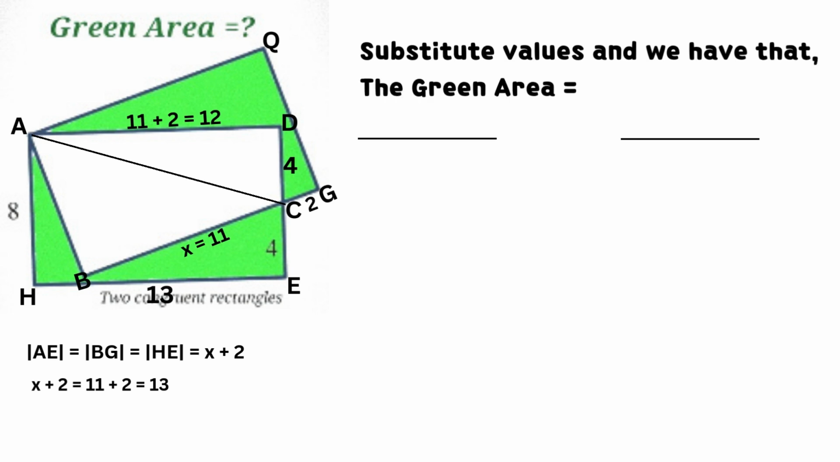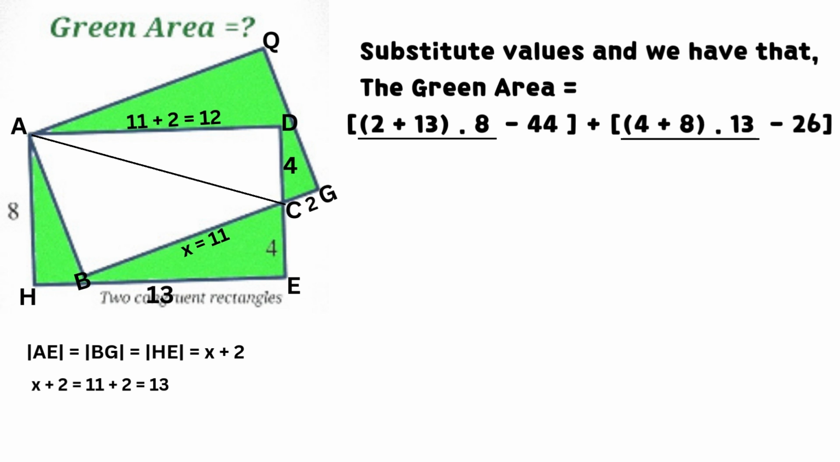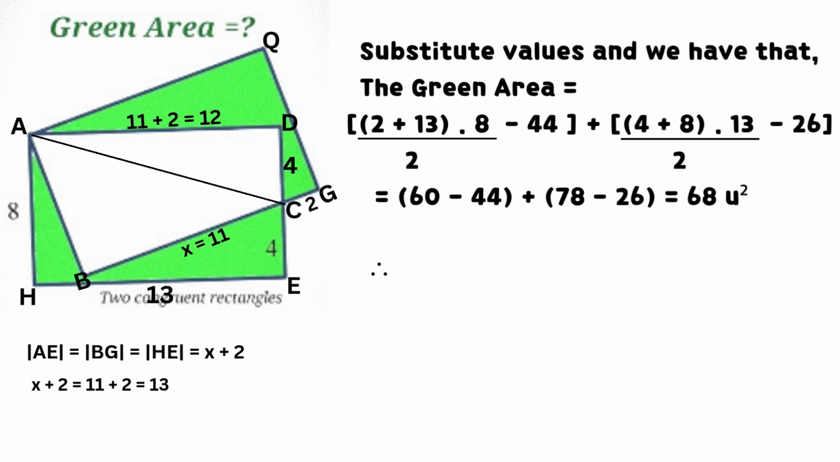Substitute values and we have that the green area equals half the product of 8 and the sum of 12 and 13 minus 44, plus half the product of 13 and the sum of 4 and 8 minus 26. The result is equal to 68 in square units. Therefore, the green area equals 68 in square units.